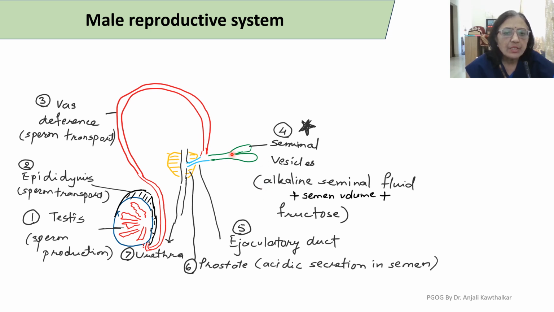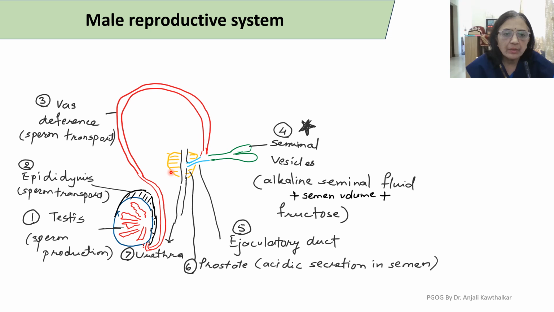Now, from the seminal vesicles, a tube joins the vas deferens. Once the seminal vesicle tube joins the vas deferens, the joining of these two leads to the formation of the ejaculatory ducts. The ejaculatory duct then enters the urethra, and that is how sperm deposition takes place through the urethral orifice.